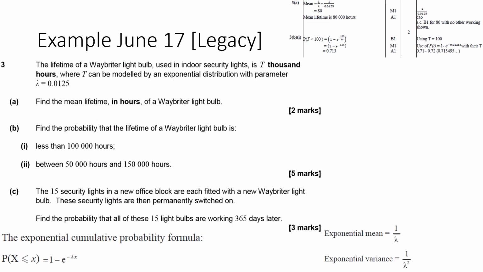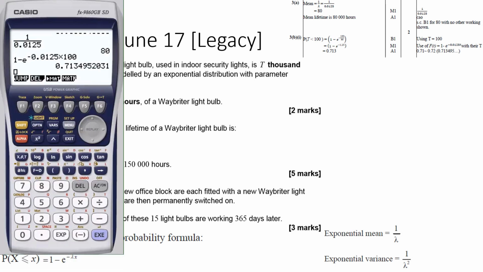This time we've got an in-between. What we'll do is we'll work out less than or equal to 150 and get rid of less than or equal to 50. So what we do here is we do 1 minus e to the minus lambda, 0.0125 times by 150.